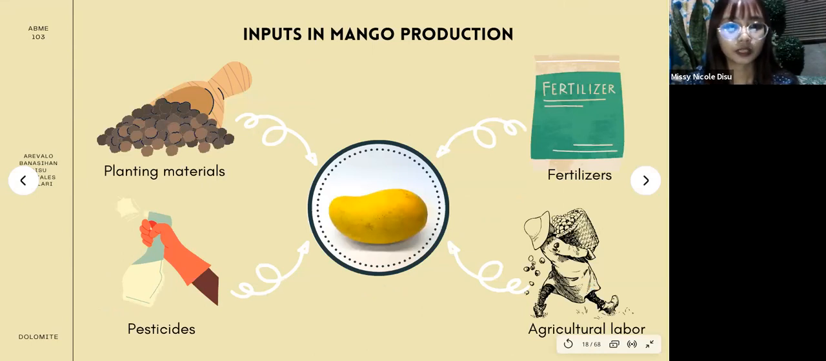In producing the commodity, several inputs are needed such as planting materials, fertilizers, pesticides, agricultural labor, and many more. Aside from this, climatic, soil, slope, and elevation requirements must be met too in order for trees to grow well and produce its maximum yield. Next.